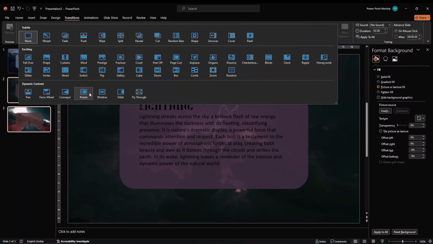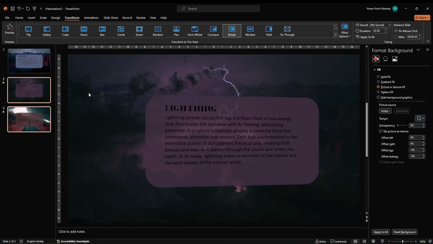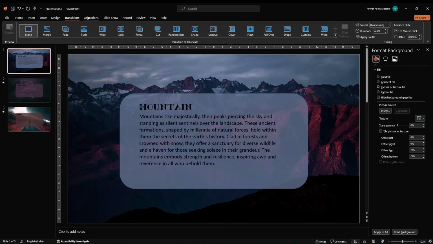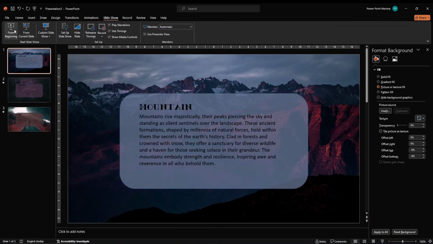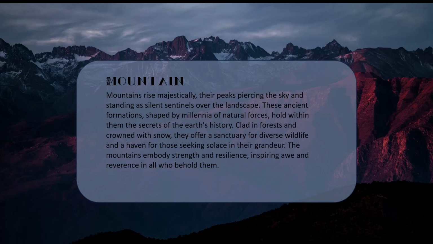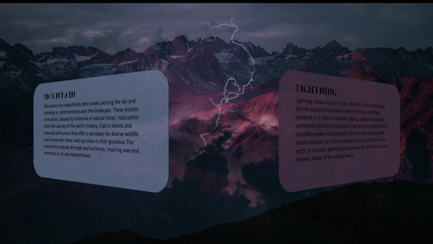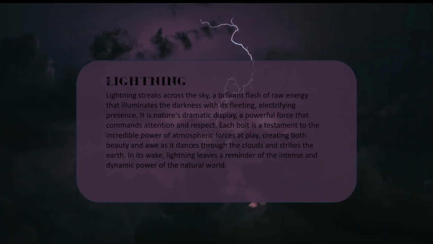Select the Rotate transition for the second and third slides. This transition adds a smooth, professional touch to your presentation. Now, let's see the magic happen. Watch as your slides rotate seamlessly, creating a visually stunning effect that will captivate your audience.